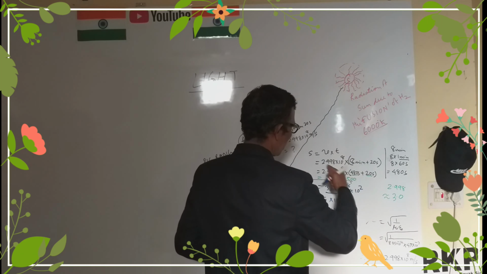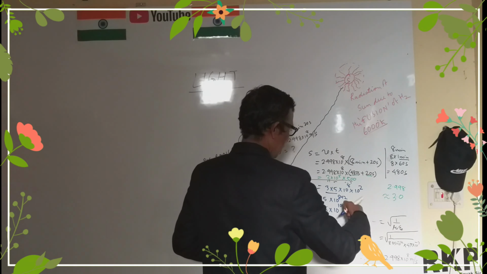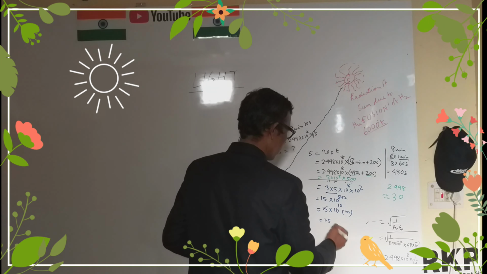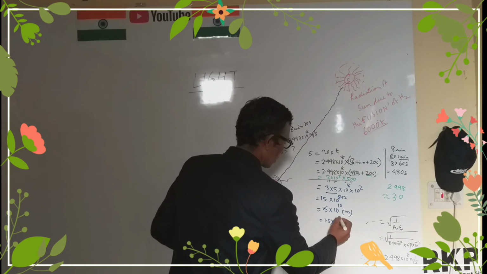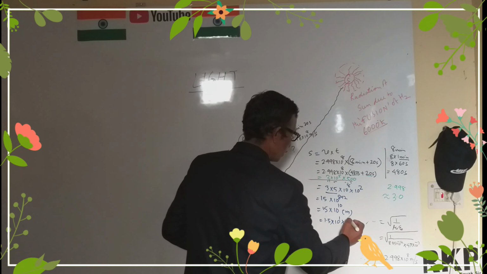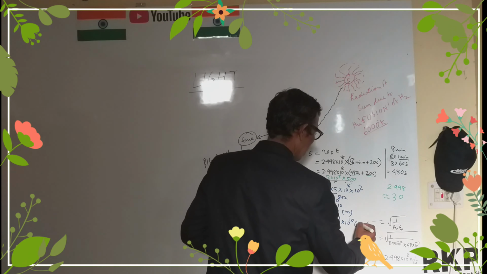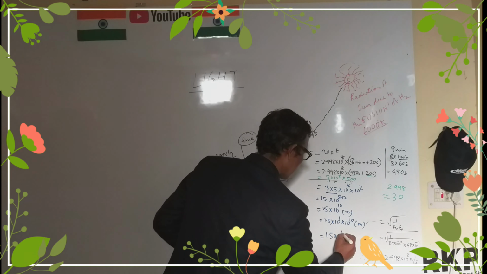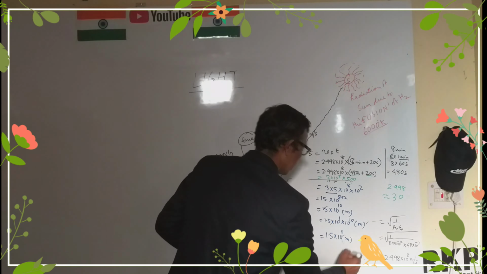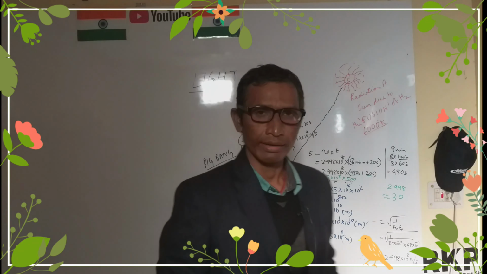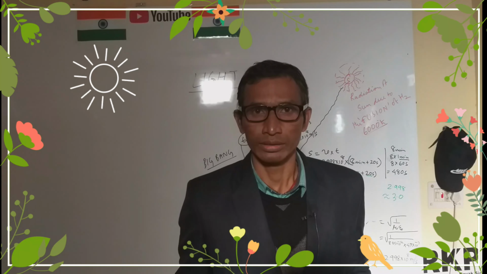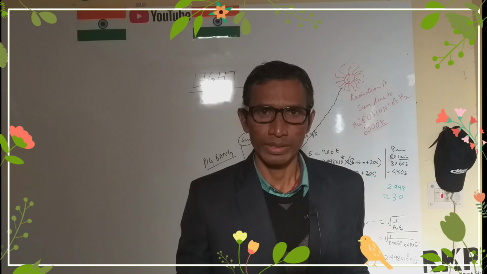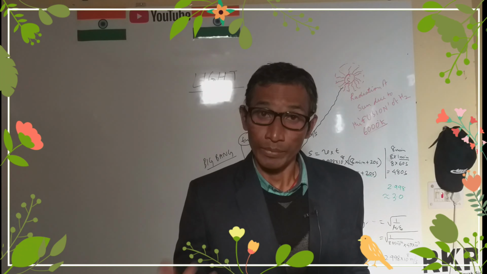This is all in meters, and this is 1.5 into 10 to the power 1 into 10 to the power 10 meter, that is 1.5 into 10 to the power 11 meter. The distance between the sun and earth is 1.5 into 10 to the power 11 meter.